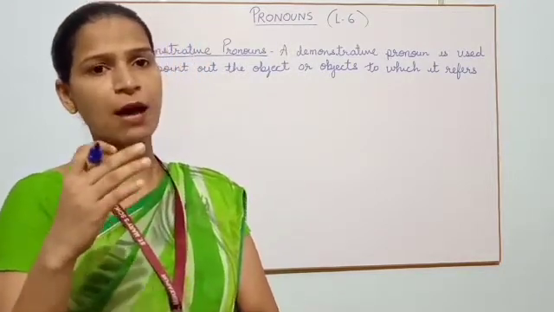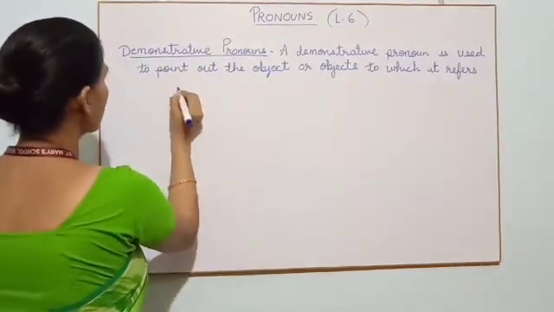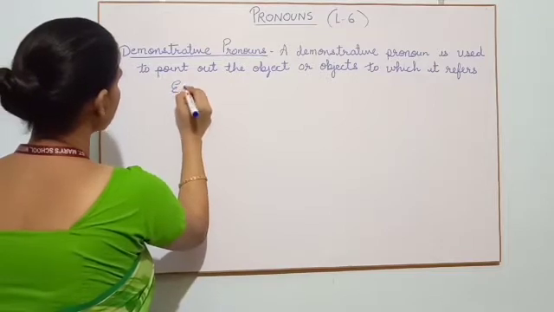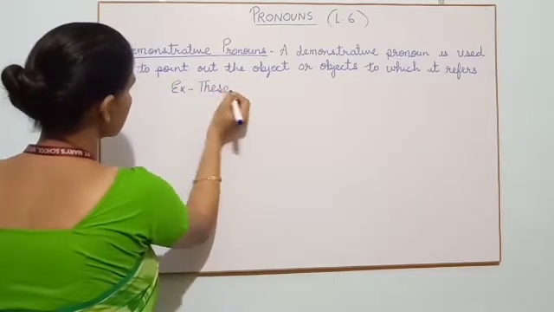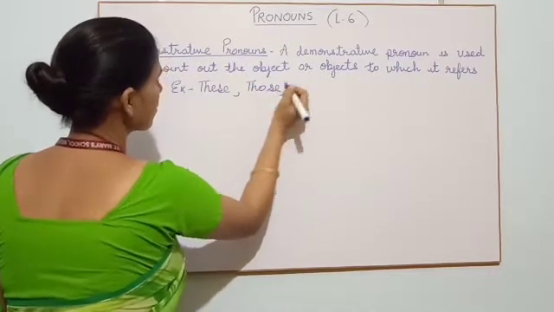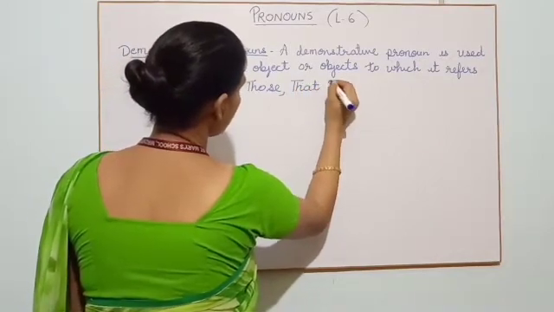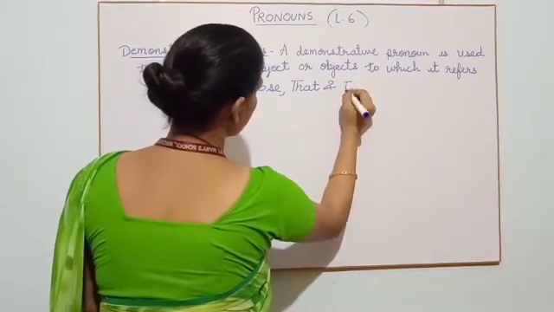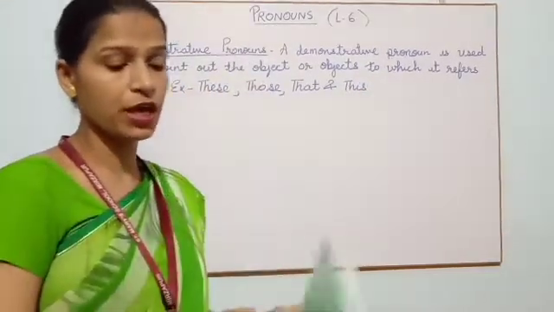We have certain examples of this. The very common examples of demonstrative pronouns are these, those, that, and this. These are the common examples which we use.